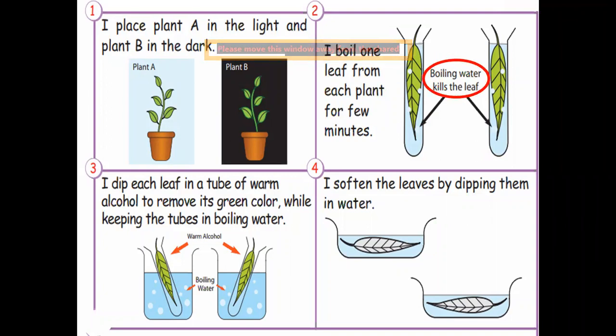This is the most important note about the boiling water. And second, we dip each leaf in a tube of warm alcohol. This warm alcohol is used to remove the green color of the leaf while keeping the tubes in boiling water. Then we soften the leaves by dipping them in water.